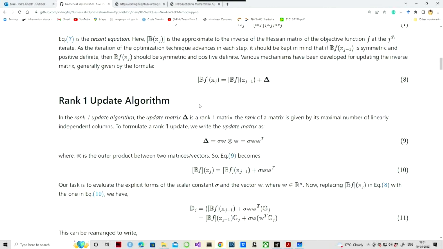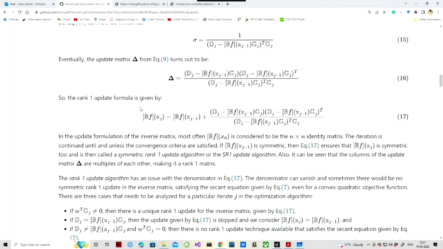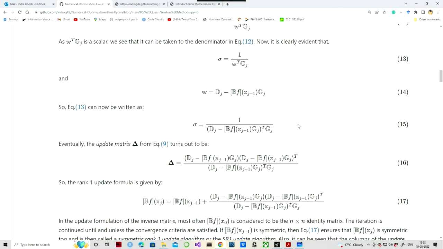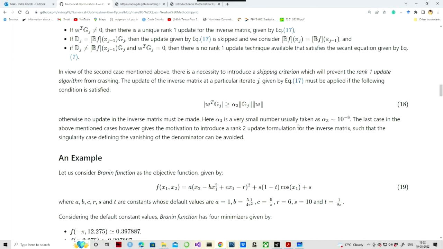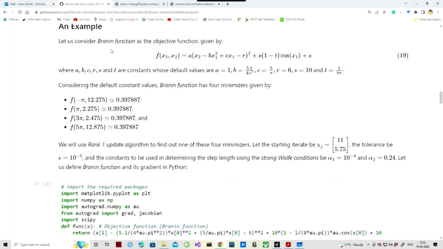The first one is the rank one update algorithm. Here, this B is given by this complicated looking function. If you want to understand how this comes about, you can either follow Nocedal and Wright, or follow my blog, or go through these steps. I think if you just go through these steps, it will be clear. There are some skipping criteria and other stuff, which you can skip for now.